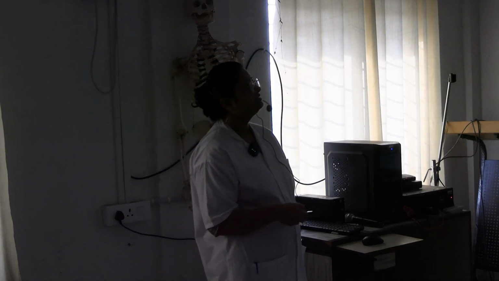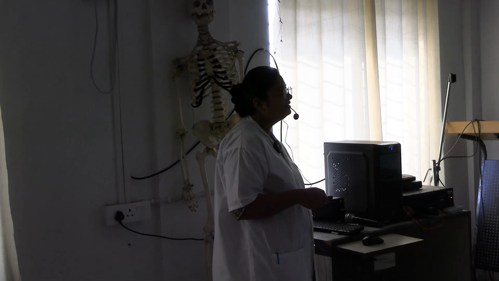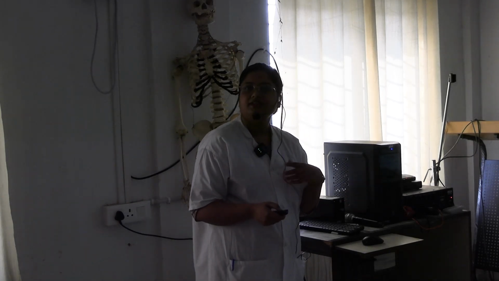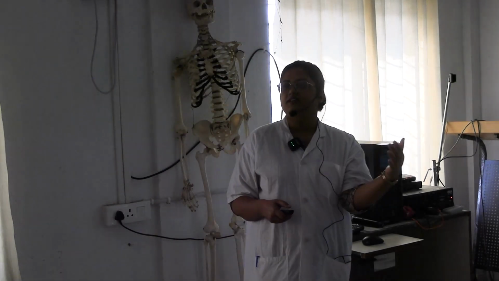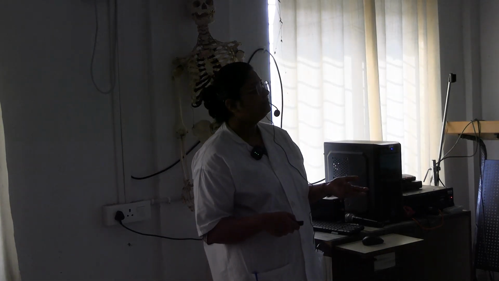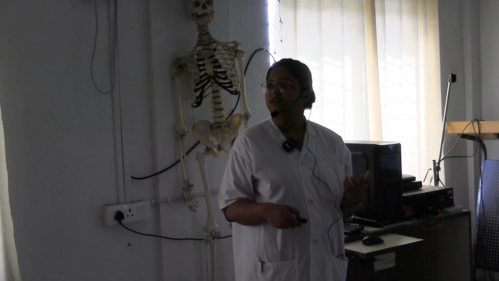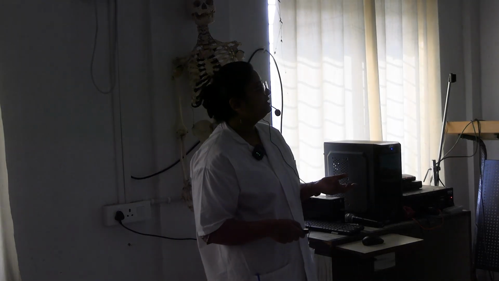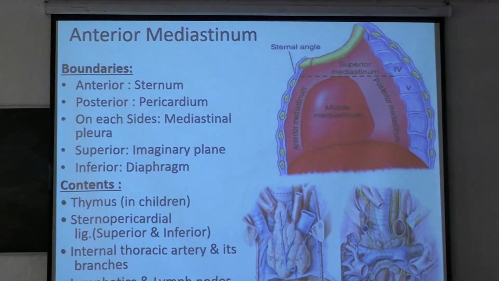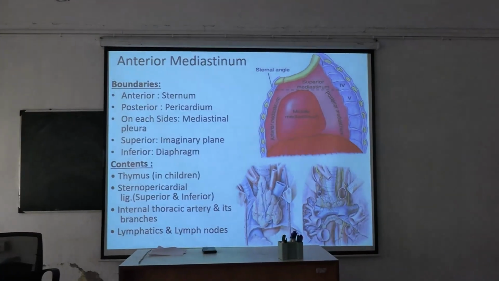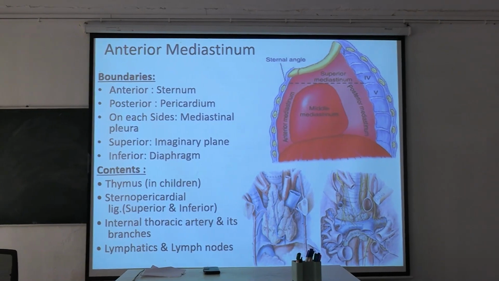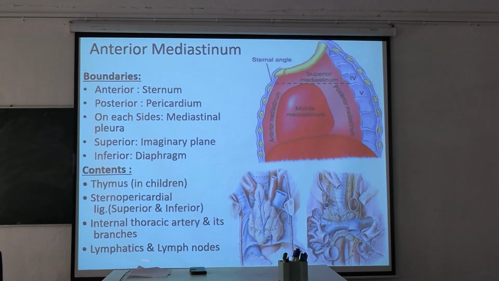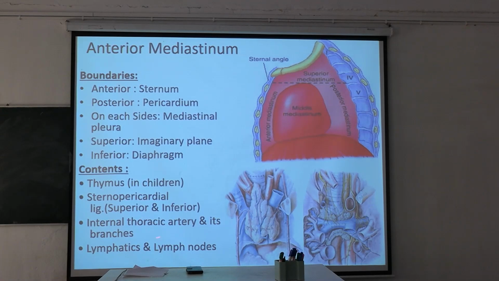Contents of the anterior mediastinum: thymus gland in children, which is replaced by fatty tissue in adults. Sternopericardial ligaments, connecting the sternum with the pericardium. There are two, superior and inferior sternopericardial ligaments. There is internal thoracic artery and its branches. It divides into two branches, the pericardiacophrenic and musculophrenic. Lymphatics and lymph nodes. All these are contents of the anterior mediastinum.